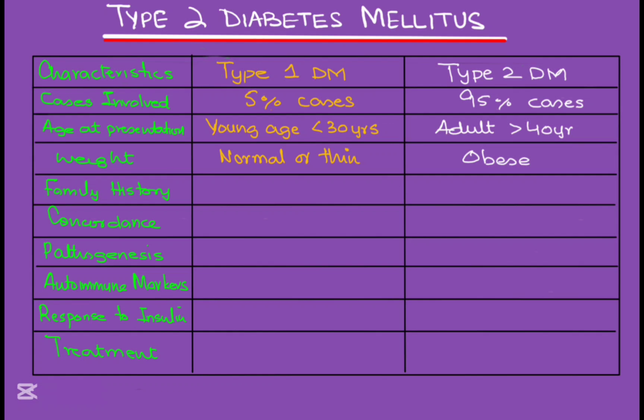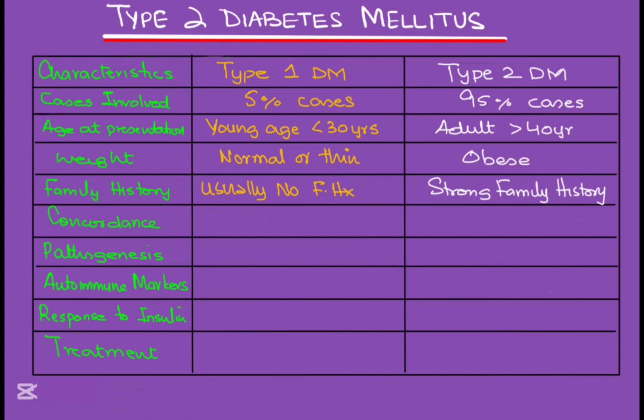Family history also plays an interesting role. Type 1 diabetes is often sporadic, meaning there's usually no strong family history. It's an autoimmune condition where the body mistakenly attacks its insulin producing cells. But in type 2 diabetes, genetics play a major role. If you have a strong family history of type 2 diabetes, your risk is significantly higher. So, if multiple family members have diabetes, it's a wake up call to focus on lifestyle modifications early on in life.